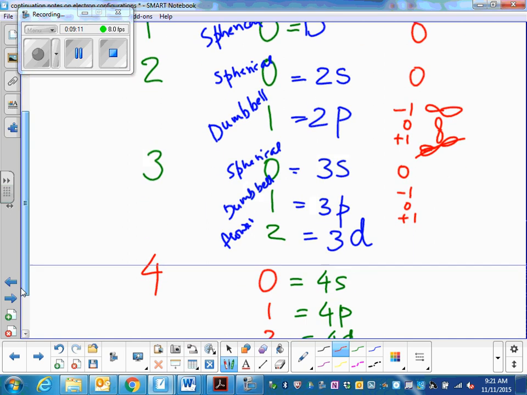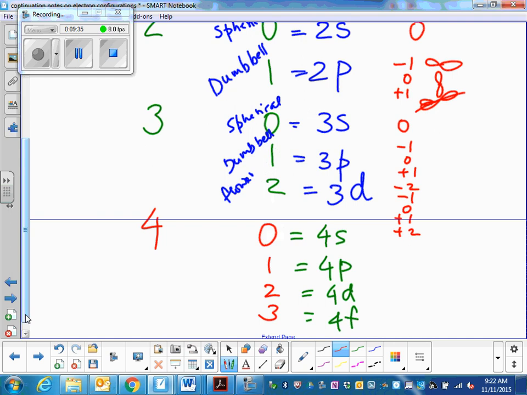When you come to d orbital, L equals 2. So what are the possible values of ML? Negative 2, negative 1, 0, positive 1, positive 2. So how many different d orbitals do we have? 5. 5 different orientations. And then similarly, if you go to L equals 3, you will have values ranging from negative 3, negative 2, negative 1, 0, positive 1, positive 2, positive 3, which makes it a total of 7 orbitals.